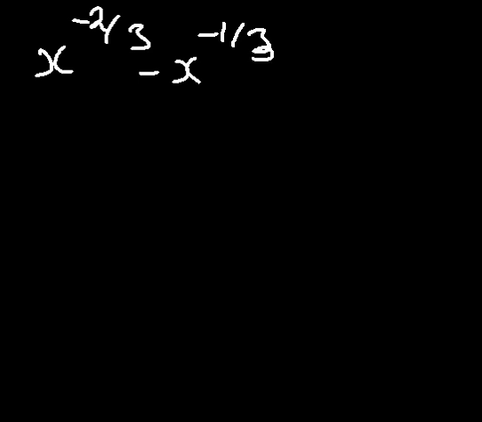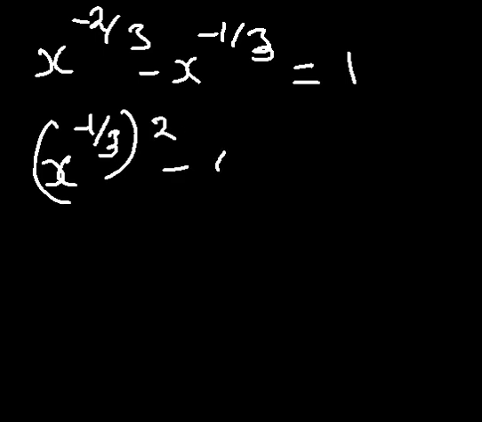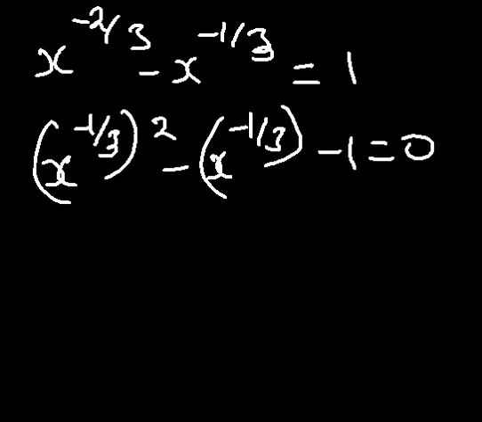And how about if we have this? Let's say we have x to the power negative 2 over 3, minus x to the power negative 1 over 3, is equal to 1. Now using the same principle, we'll have x to the power negative 1 over 3 squared, minus x to the power negative 1 over 3, minus 1 is equal to 0.